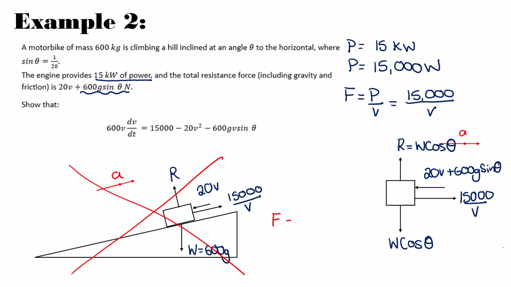So we're going to use just our F equals MA. Our direction of motion is positive. So that gives us 15000 all over V minus 20V, and you put this in a bracket, plus 600 G sine theta, and that is going to be equal to M, which is 600, times A. We have a little bit of work to do because we need to fill in what sine theta is, and we need to change our A, so let's give ourselves a bit more space.